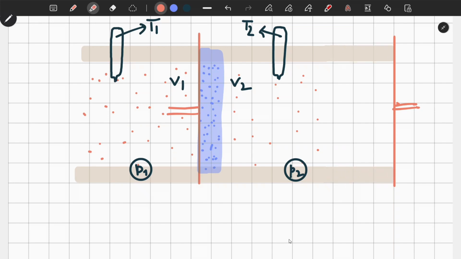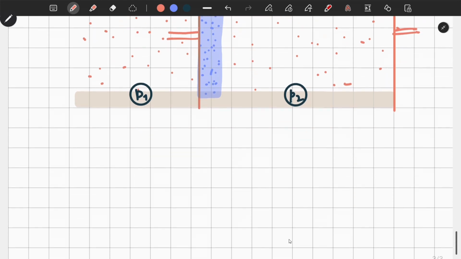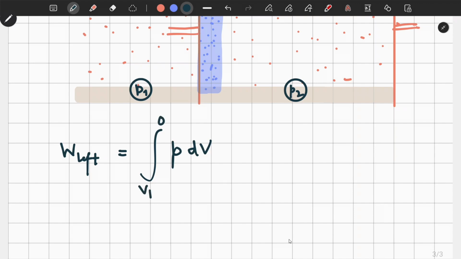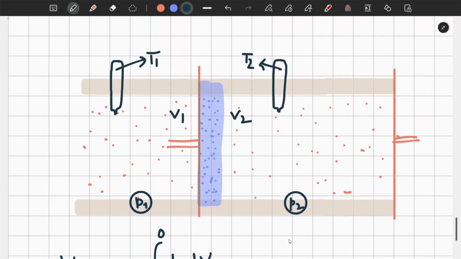Okay. So it moves. This is our final. Now, if you want to calculate work done, the work done at the left compartment will be the integration of PdV, right? And the volume changes from V1 to 0. Clear? Now V1 is 0 and V2 is some, let's say V2.